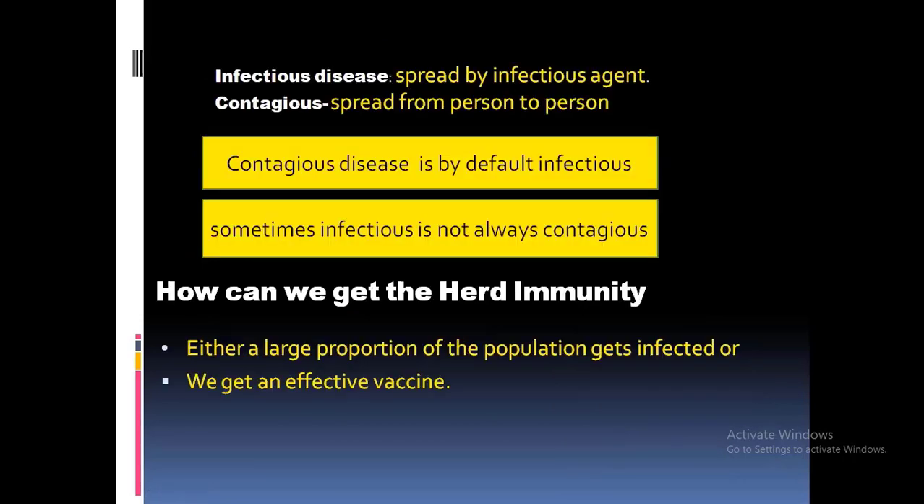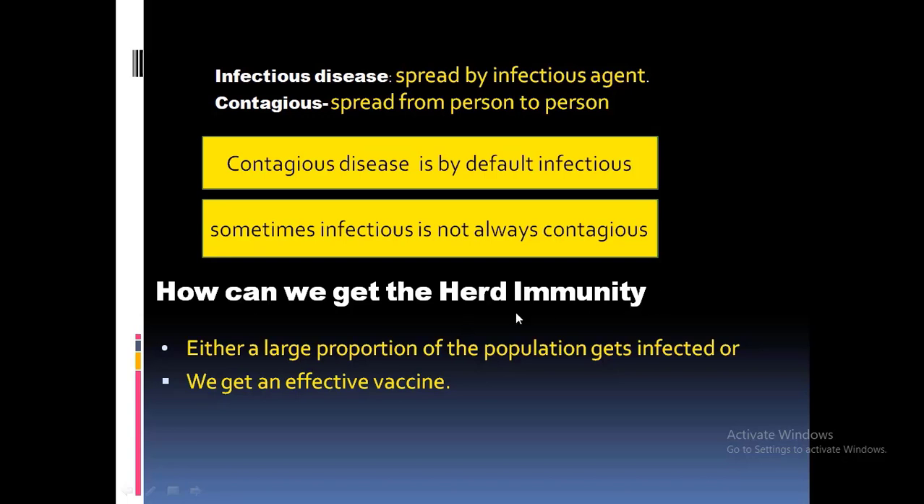There is a little difference between an infectious disease and a contagious disease. An infectious disease spreads from an infectious agent, and these agents can be virus, bacteria, fungi, etc., while a contagious disease spreads from person to person. A contagious disease is also a kind of infectious disease. Sometimes an infection is not contagious, that means it doesn't spread from person to person. If I take the example of food poisoning, it is a kind of infection, but it is not contagious. That means food poisoning doesn't spread from person to person, right?